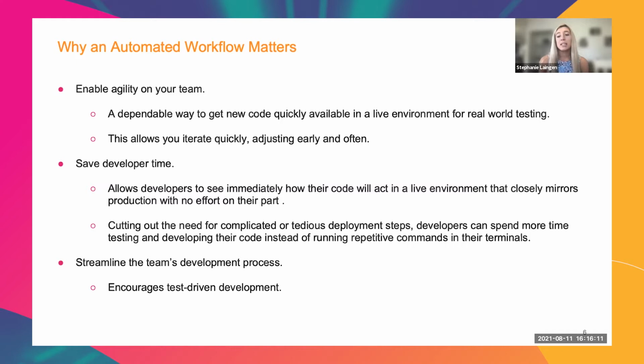And this code can be tested often because your team is getting real live feedback about how it performs in that live environment. This allows your developers to iterate quickly, adjusting early and often by using that critical feedback. This also saves developer time. When developers are able to immediately see how their code will act in a live environment that closely mirrors production with no effort on their part, they're able to spend their own time focusing more so on testing and developing code and basically focusing on those more difficult problems, those exciting challenges that come with coding cookbooks and writing in Chef.